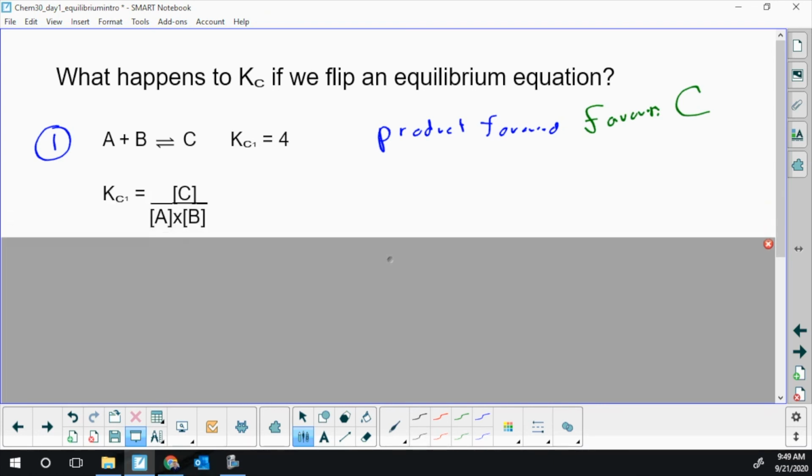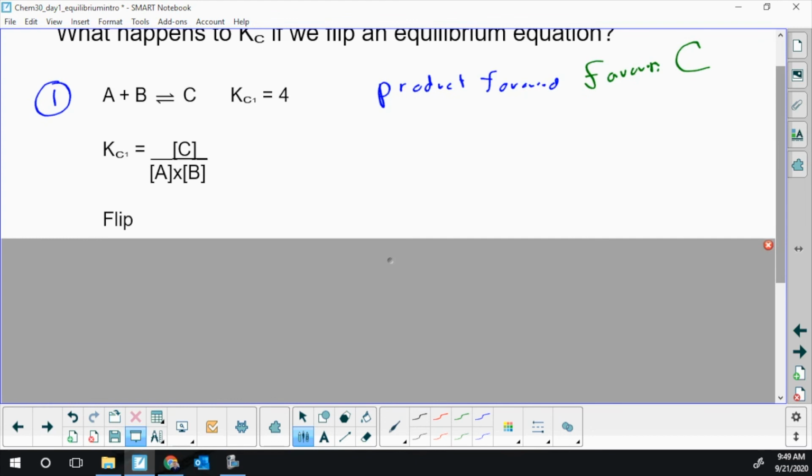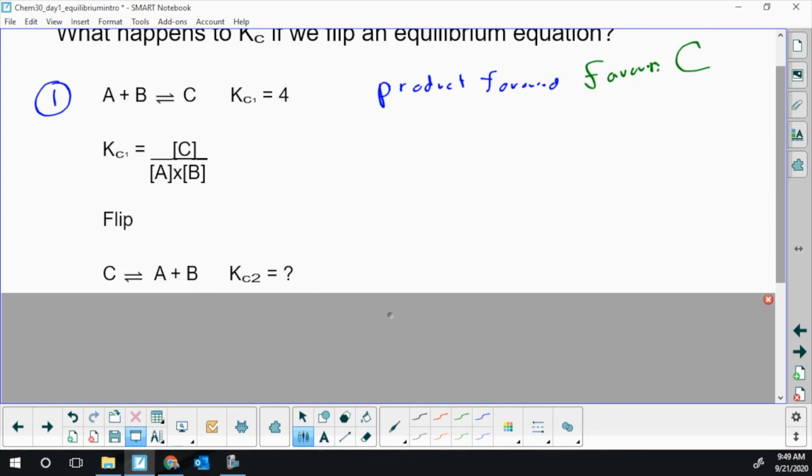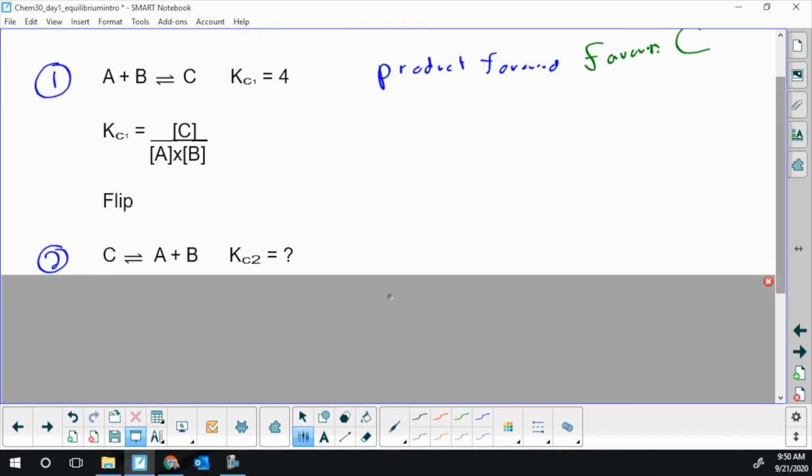Our equilibrium law expression would be C divided by A times B. We've done that. Now we're going to get into what we want to. We're going to flip things. So I wrote C at the beginning and A and B at the end. So I wrote it the other way. This is going to be equation number 2. And I put in Kc2 so I can separate Kc1 from Kc2. And what would Kc2 be?